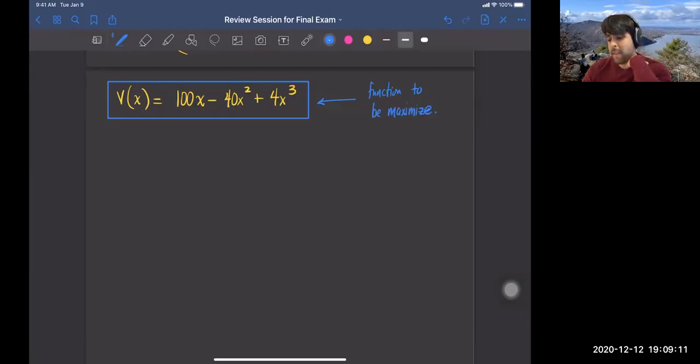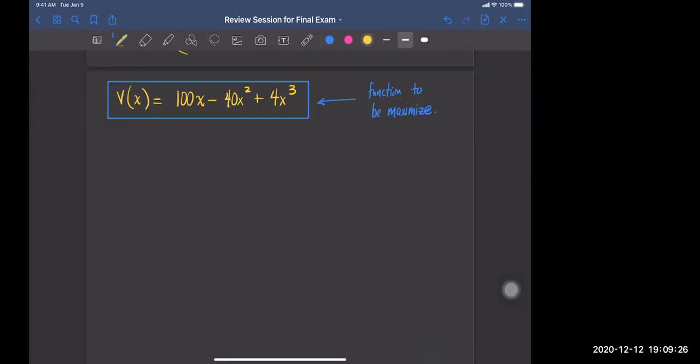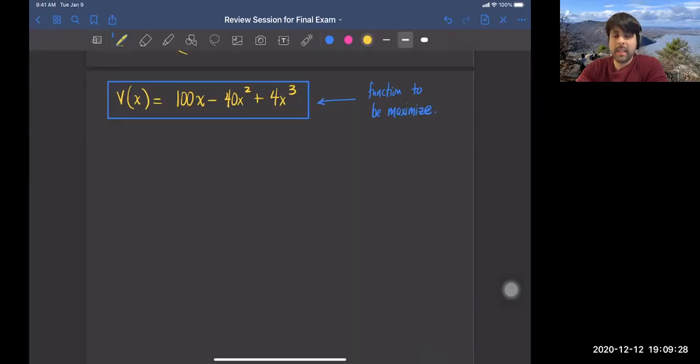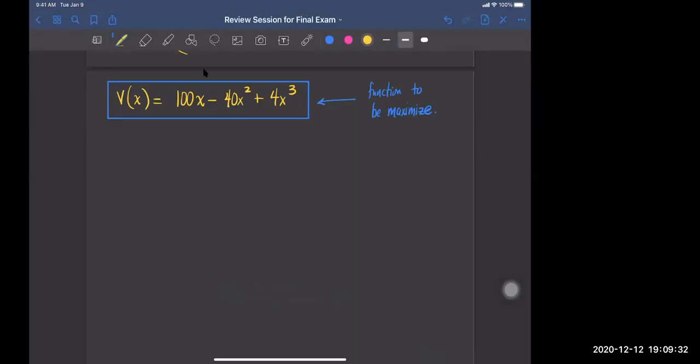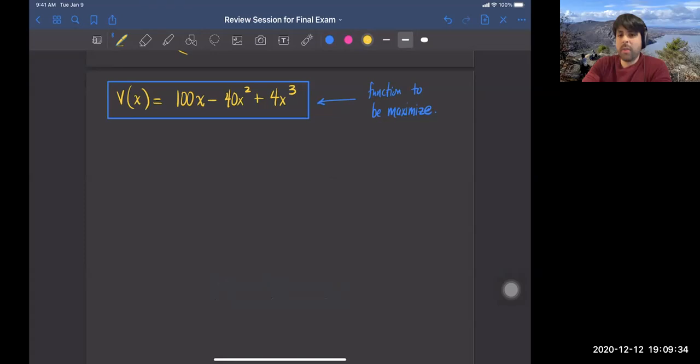So if this is a function that I want to find a maximum of, what should I do after I set up the function? Set it equal to 0. I can't set this equal to 0 yet. I need to do something before I set it equal to 0. Get the derivative. I must take the derivative first. So in order to maximize, I find the derivative first. That's the first thing I do.